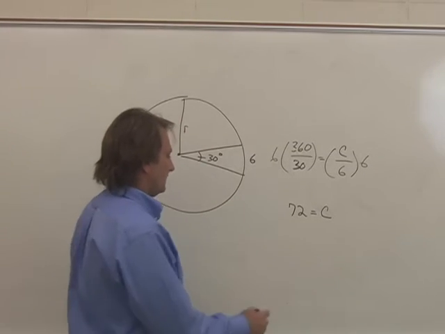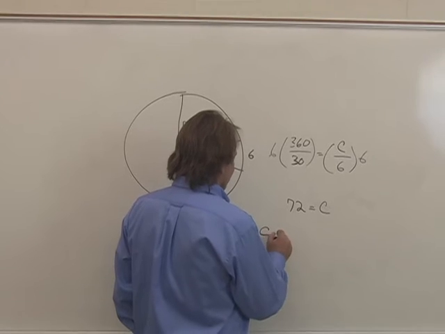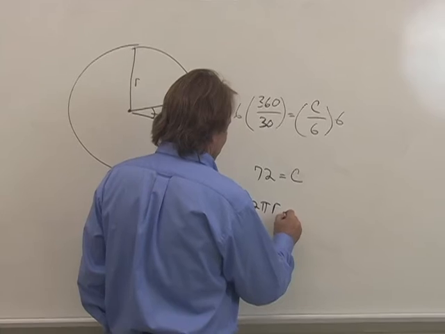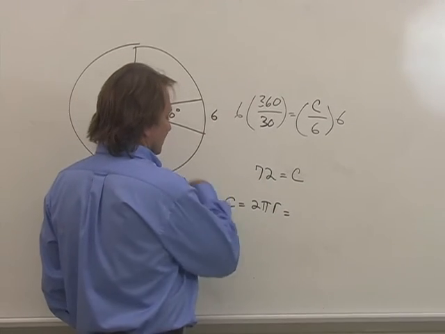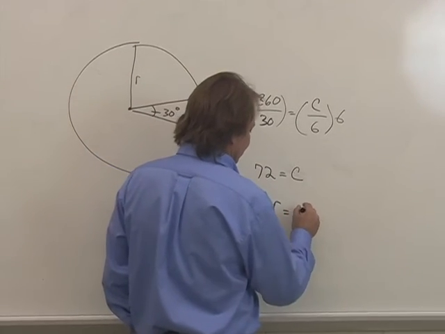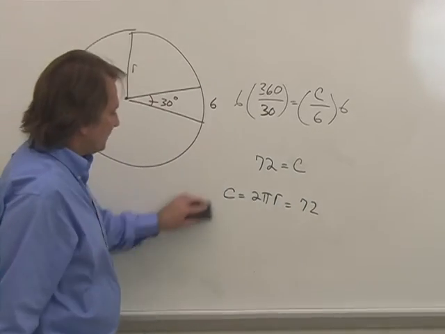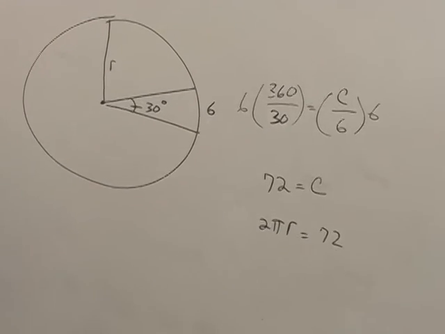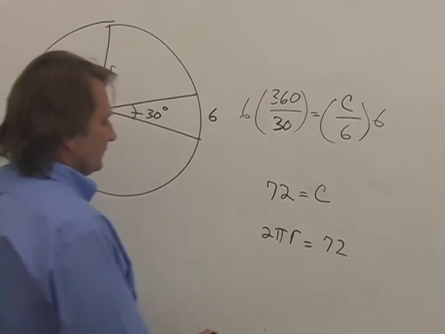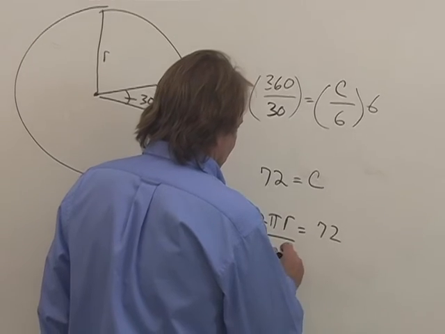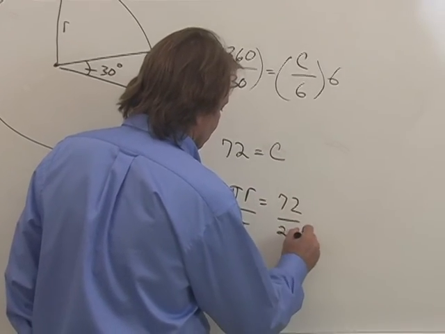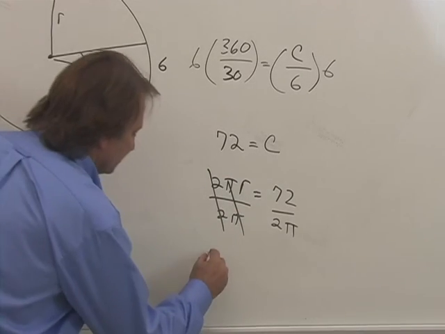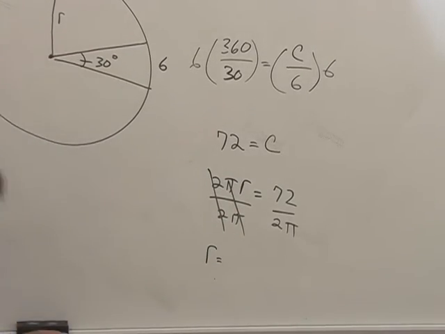So I need to also realize that the circumference of a circle is equal to 2 times pi times the radius. And we've already determined that the circumference here, C, is 72. So what I want to do is solve this equation now for R, the radius of the circle. So I can do that by dividing off the 2 pi from both sides. And the 2's cancel, the pi's cancel, and leaves me with just an R, the radius on one side.